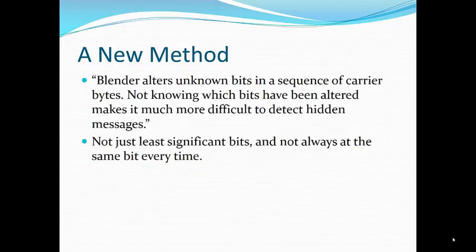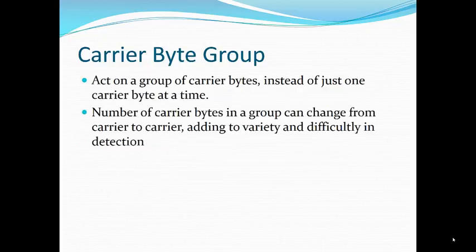So Blender actually alters unknown bits in a sequence of carrier bytes, not just the least significant bit or bits. And not knowing which bits have been altered makes it much more difficult to detect hidden messages. Not just least significant bits, and not always at the same bit every time. Blender acts on a group of carrier bytes instead of just one carrier byte at a time. The number of carrier bytes in a group can change from carrier to carrier, adding variety and difficulty in detection. By default there are 12 carrier bytes, but it could be 16, 18, 20, whatever you want.